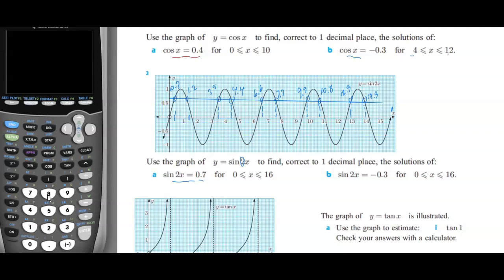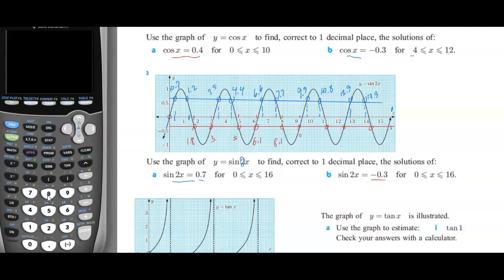Now we're going to do sine 2x equals negative 0.3. Negative 0.3, it's about like that. Okay, so how many solutions here, between 0 and 16 again? So 1, 2, 3, 4, 5, 6, 7, 8, 9. About 9. So this one looks like it's about 1.8. Maybe this one's about 3. This one looks like it's almost exactly 5. This one's about 6.1. This one's about 8.1.